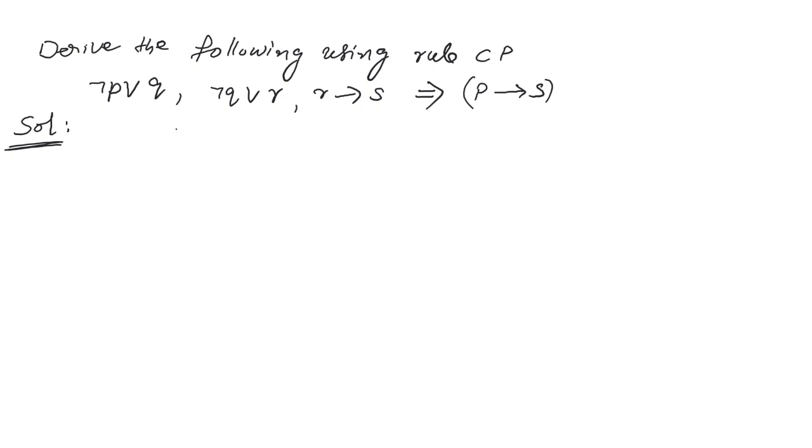Derive the following using rule CP. So what is rule CP? Actually, this is called an argument, a sequence of premises.